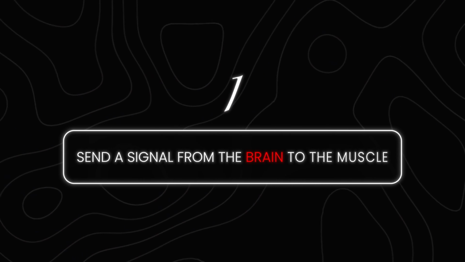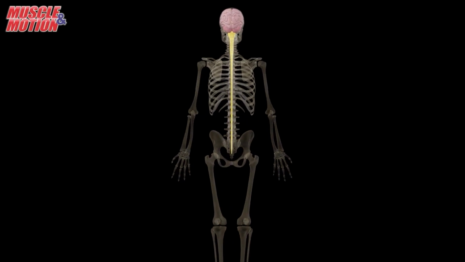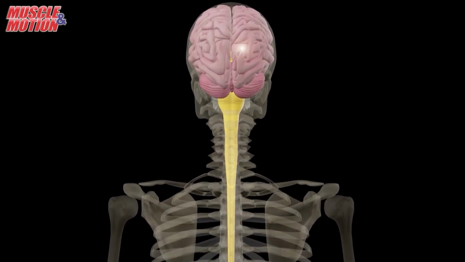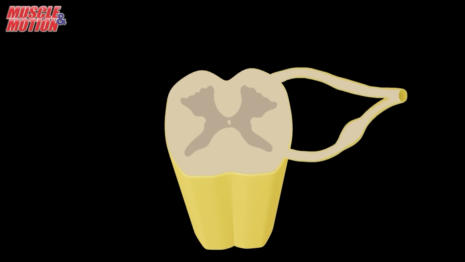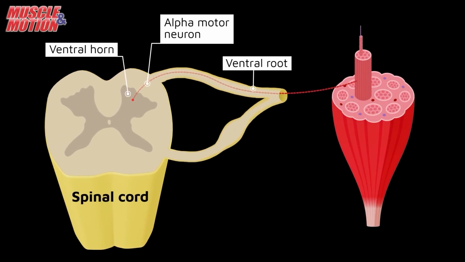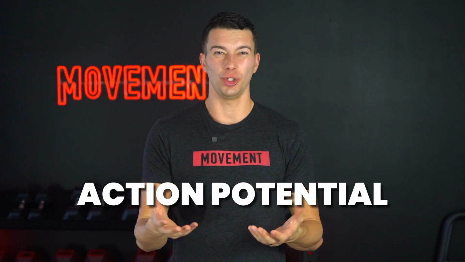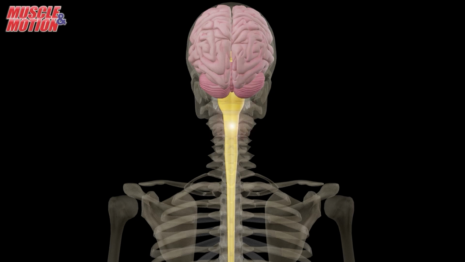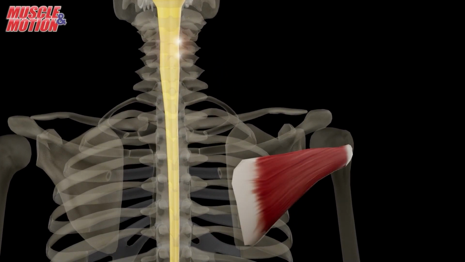Starting with step number 1, send a signal from the brain to the muscle. The brain sends an electrical signal through the nervous system to the muscle through what's called a motor neuron. Specifically, the motor cortex of the brain sends that signal through the spinal cord and then out through this motor neuron to the individual muscle. That signal is sent through what's called an action potential. And we're representing that action potential with this little charge that's moving through the nerve.